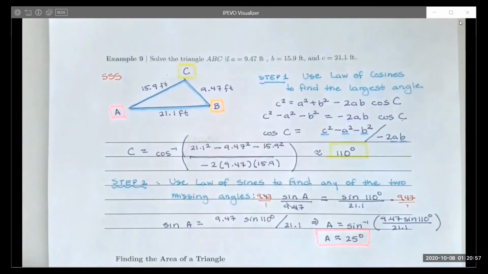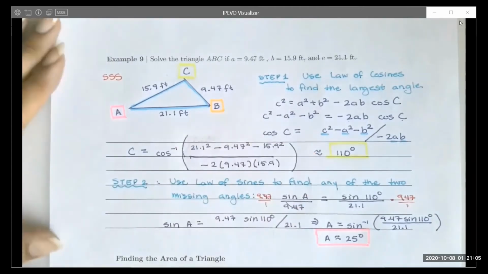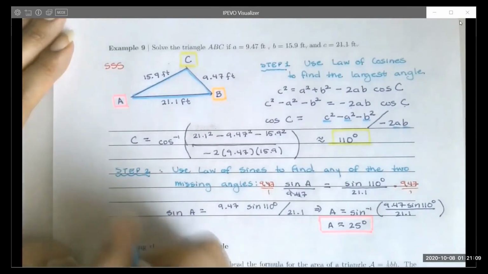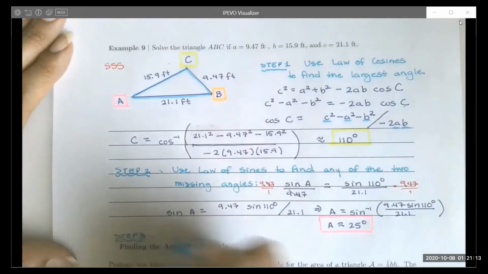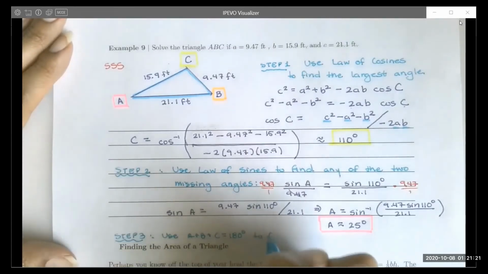So again, we have just one angle left to find, that's angle B. And at this point, since we have both C and A, we can use triangle angle sum theorem to help us find that last angle. So step 3, use A plus B plus C, which is triangle angle sum theorem, equals 180 to find the missing angle.